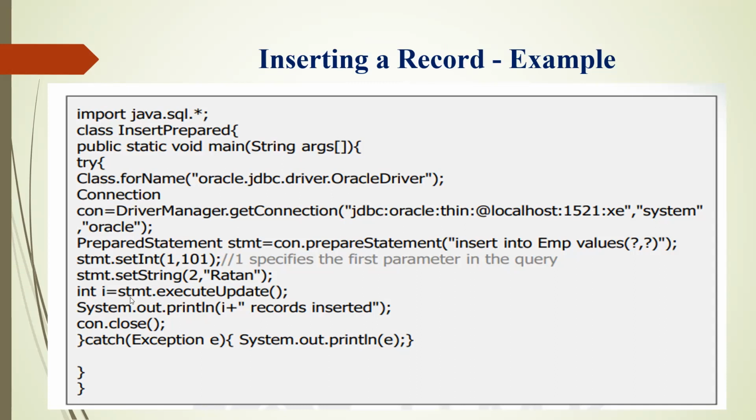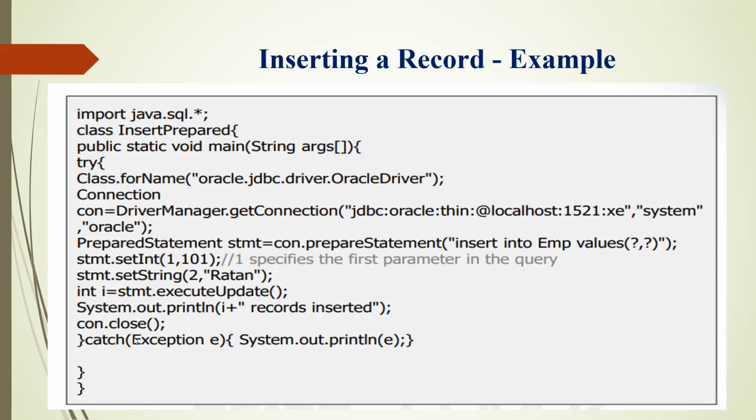So int i is equal to statement.executeUpdate(). These two inputs should be inserted properly into the database, and that will be done with the help of the executeUpdate method. How many records are inserted? That result will be stored in the i variable. i is equal to how many updates are done? 1 update. So System.out.println will print 1 record updated, or 1 record inserted, because we give inserted here.